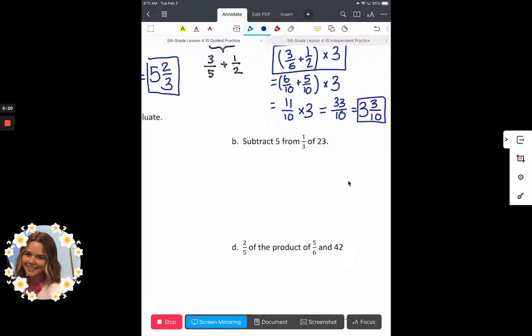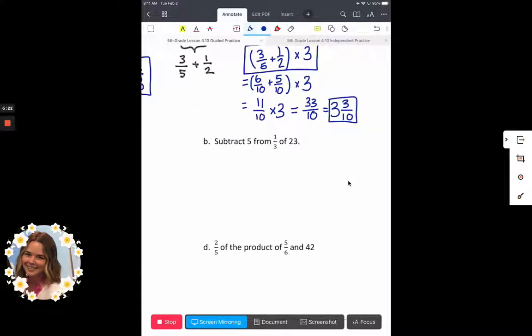Let's take a look at B. So B says subtract 5 from 1/3 of 23. So this, 1/3 of 23, is our part that's going to go inside of our parentheses. So we have 1/3 of 23, which means 1/3 times 23. And then we subtract 5 from it. So that's our expression.